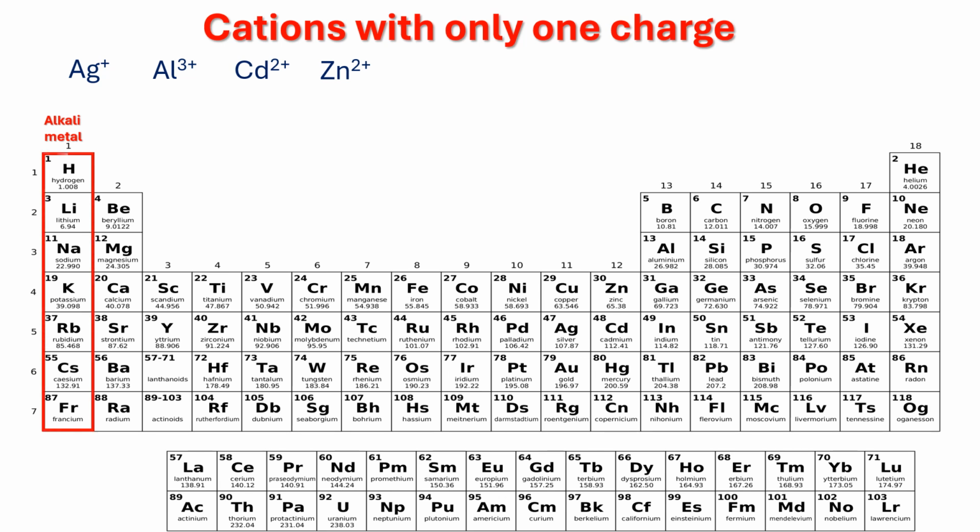From the periodic table, as we have learned previously, the alkali metals in group 1A and alkaline earth metals in group 2A do not change their charges. Alkali metals in group 1A have a positive 1 charge, and alkaline earth metals in group 2A normally have a positive 2 charge.